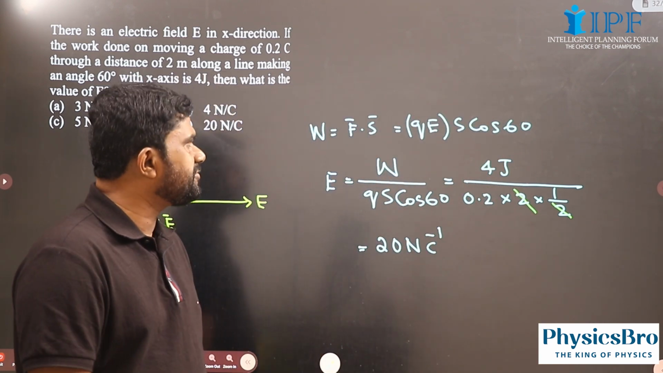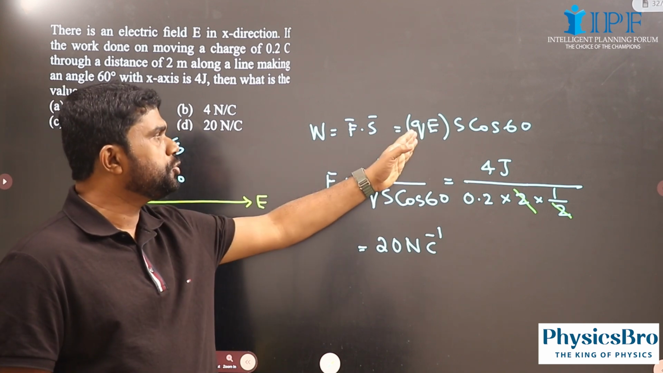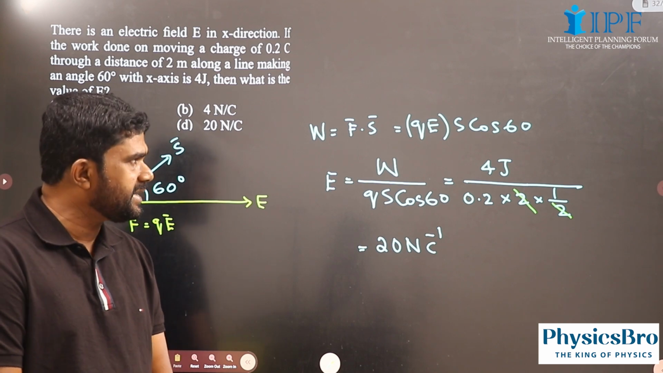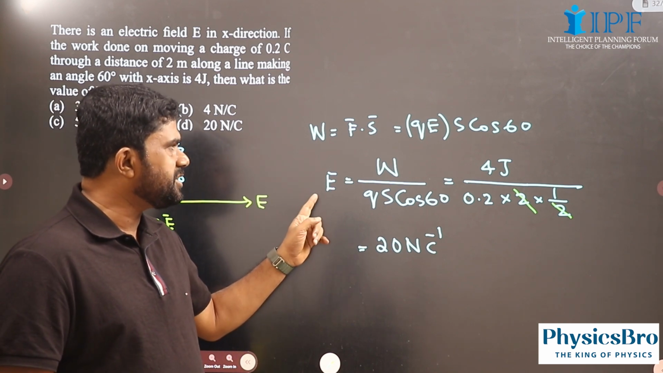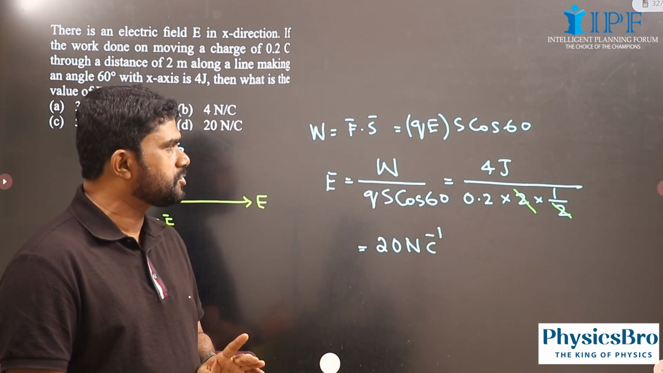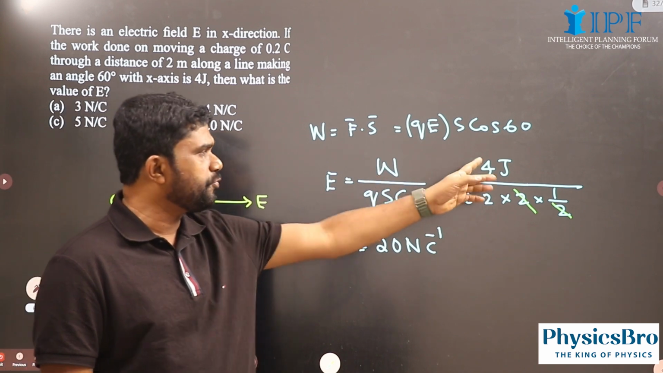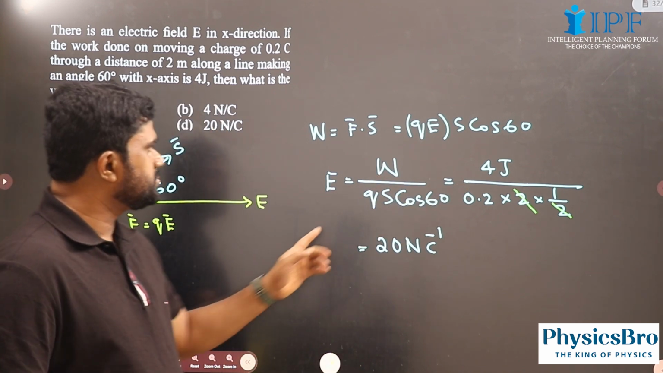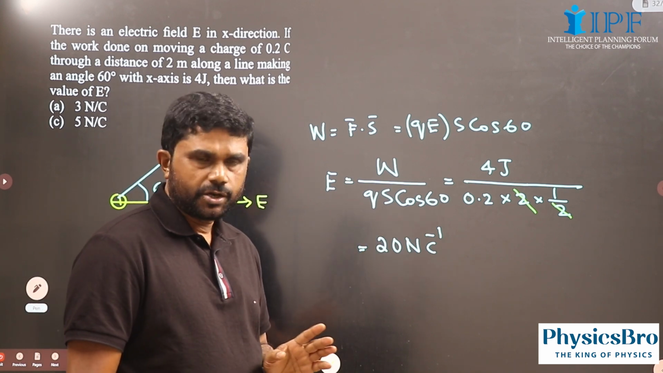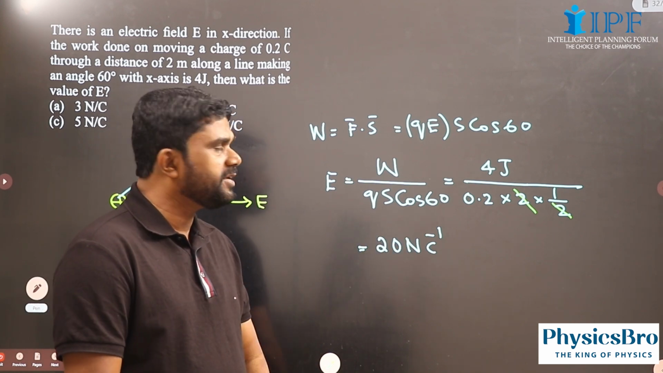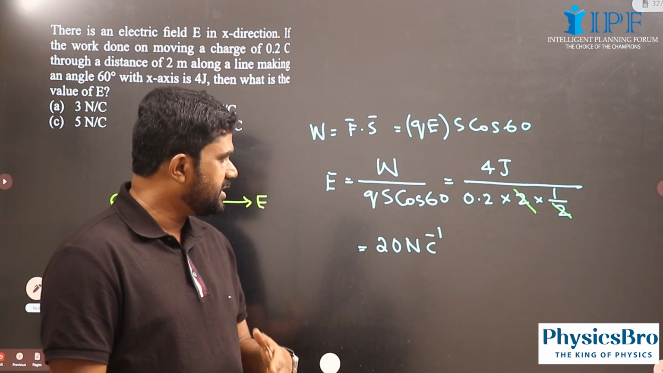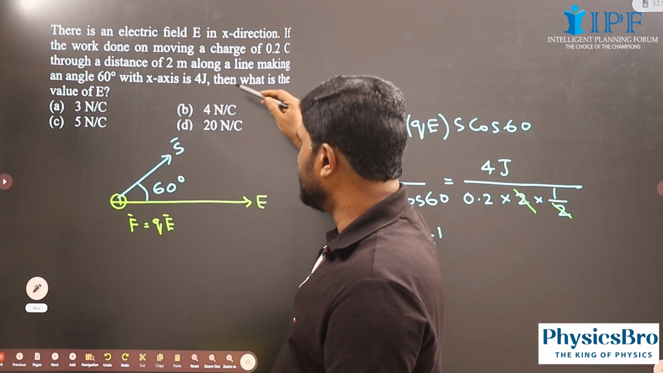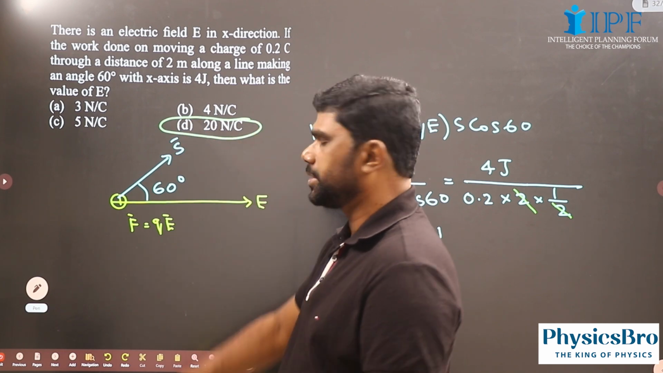So work done will be F dot S. F is equal to QE. Then S, angle between them is 60 degrees, so QES cos 60. So intensity of electric field is work done divided by QS cos 60. W, work done is 4 joule. Charge is 0.2 coulombs, and displacement S is 2 meter. Cos 60 is half. So 4 by 0.2 or 40 by 2, that is equal to 20 Newton coulomb raised to minus 1. So this will be 20 Newton per coulomb.